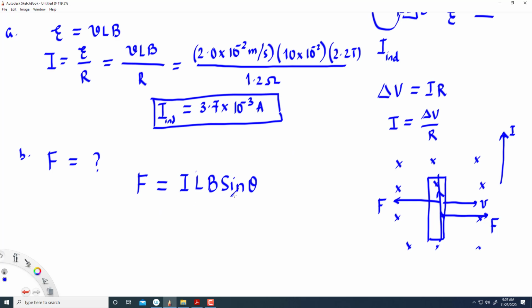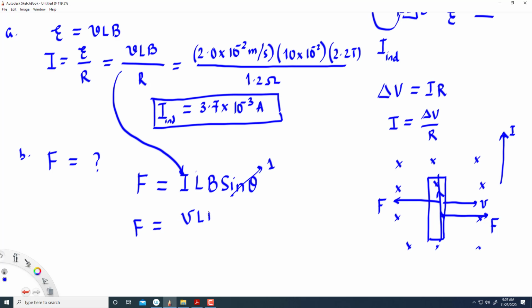So that's sine 90 degrees, which is 1. I is the induced current, which has that value, but I will first use this expression. I will not plug in the numbers yet. You can do that, that's not a problem, but I want to show you the expression first before I plug in the numbers. But if you like, again, you can just plug in the numbers. So I is that, and I'm going to plug that expression here.